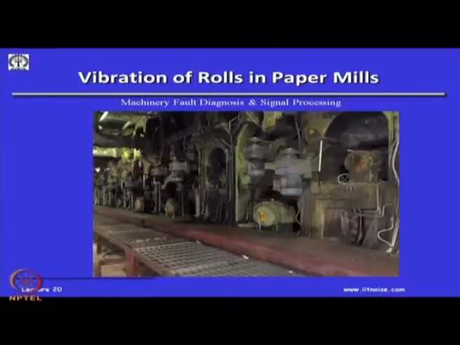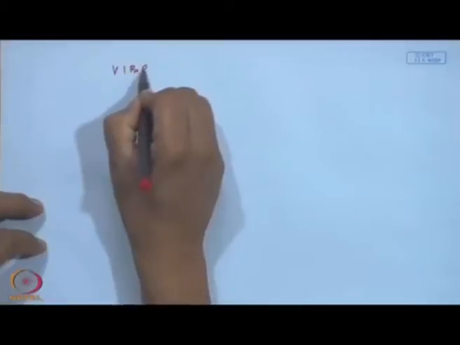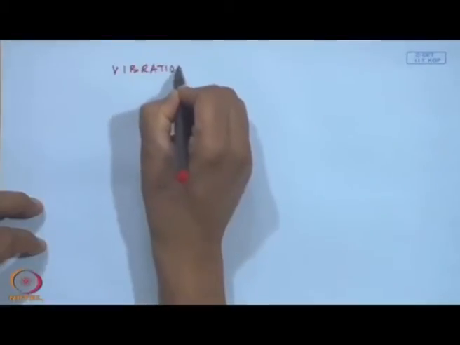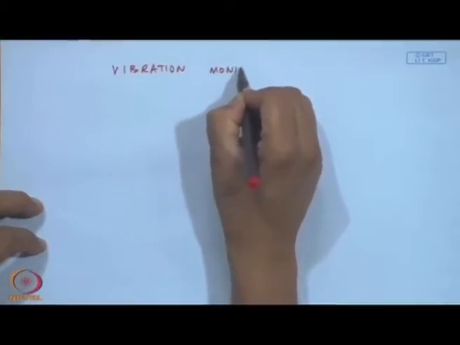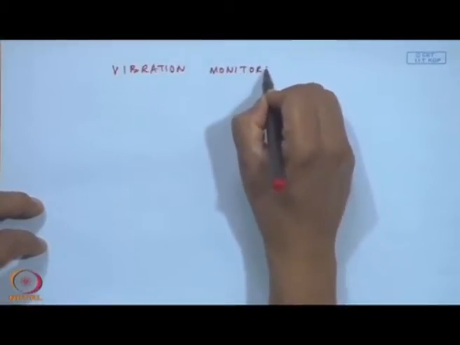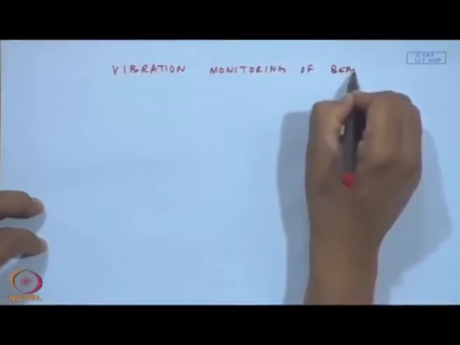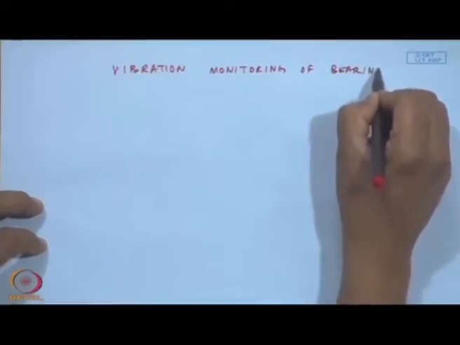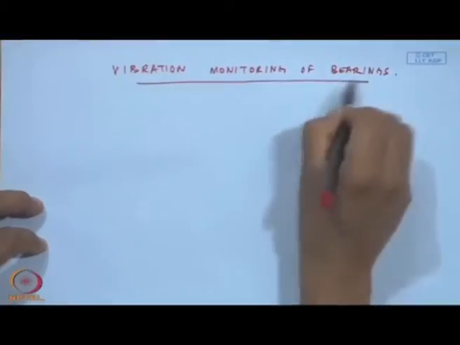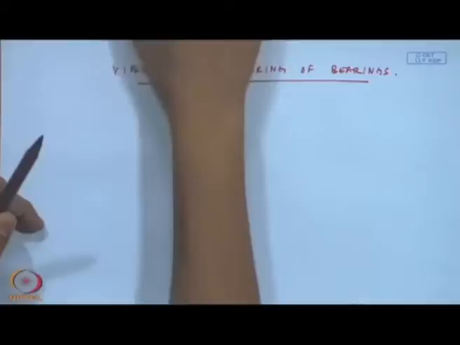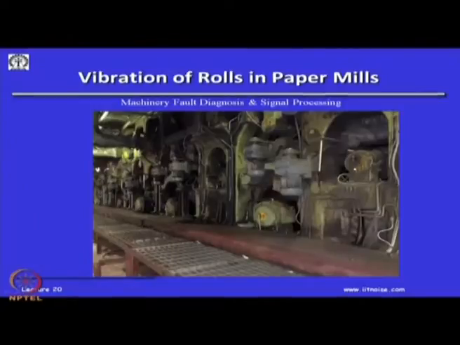Another case of vibration monitoring which is done is the case of a permanently installed vibration monitoring of bearings. Particularly, this is the case of a paper mill.